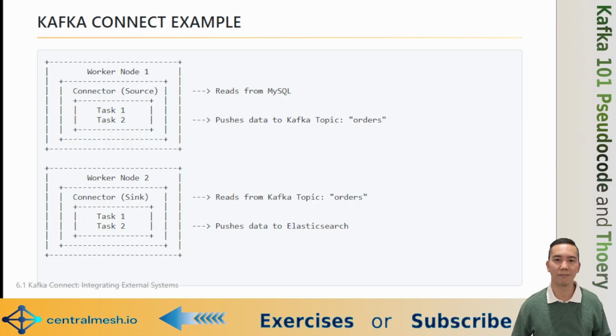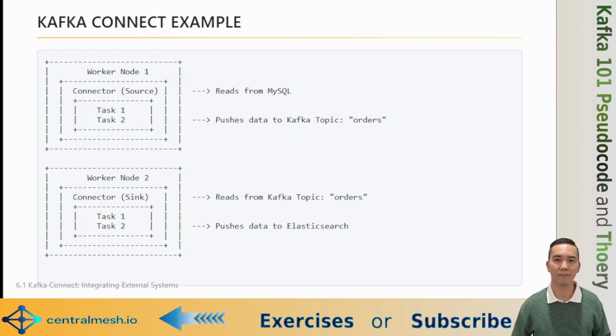There's one last piece to this puzzle: converters. Data from MySQL is stored in a structured format, but Kafka and Elasticsearch expect data in formats like JSON, Avro, or protobuf. That's where converters step in. They make sure the data is properly formatted before it gets stored in Kafka and then transformed again before it reaches Elasticsearch.